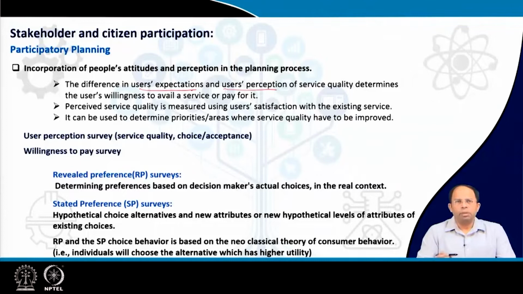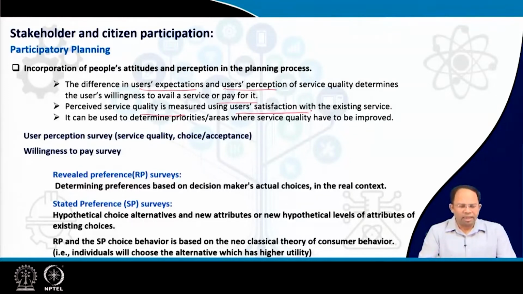Based on these two things, people will be willing to avail a new service or a modification of the existing service, or they may be willing to pay an additional value from what they pay, or if they don't pay anything, they may be willing to pay something for it. So, one way to measure perceived service quality is using the user satisfaction level with the existing service. That means existing satisfaction with a particular service is one way to determine how happy people are with it or what their perception about it is.